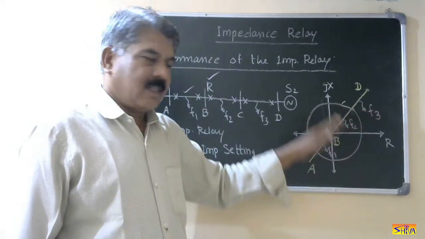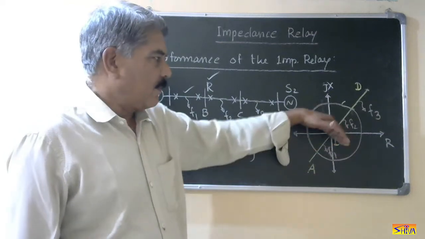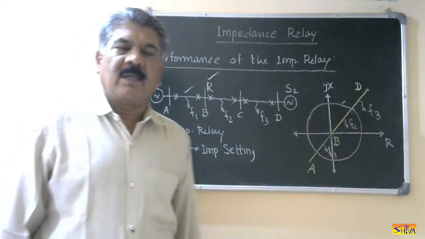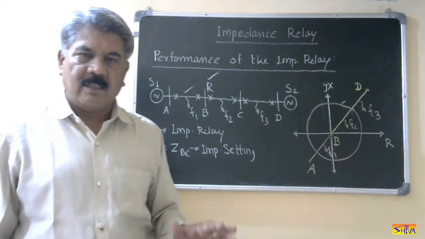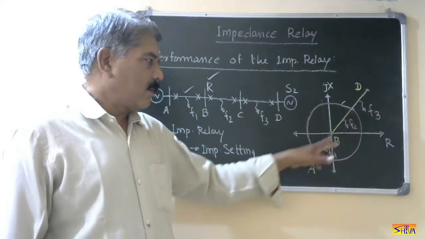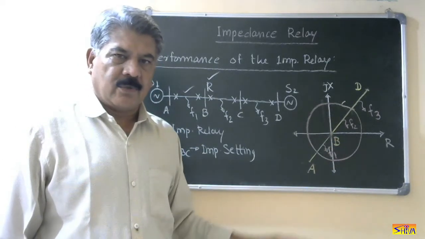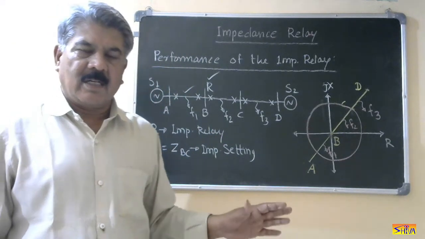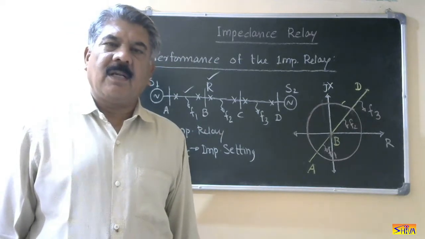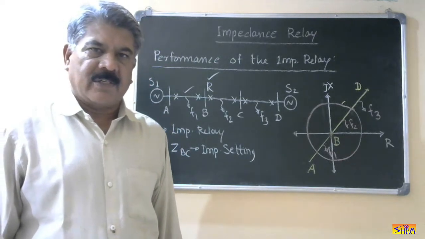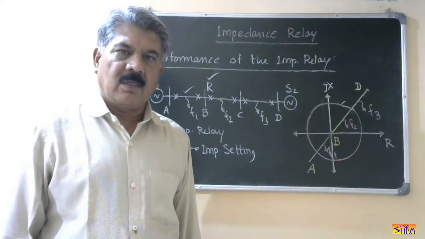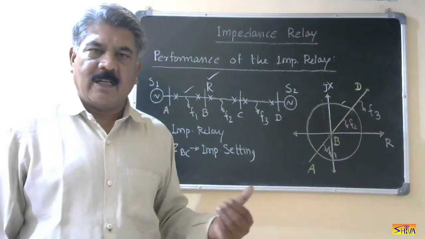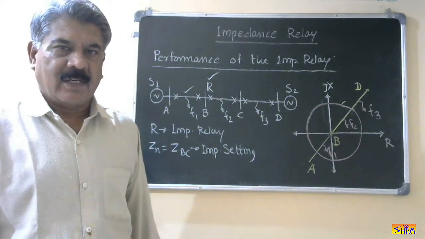So we can say that the relay is operating for a fault in both directions, above B as well as below B. It means the relay is non-directional. Therefore, it is operating for a fault in the opposite direction also. So when we check the performance of this impedance relay, or in general an impedance relay, we find that the relay operates for a fault in both directions. Therefore, the relay is non-directional. Now, to make this relay directional, we have to use an additional element. The additional element will be a directional element.